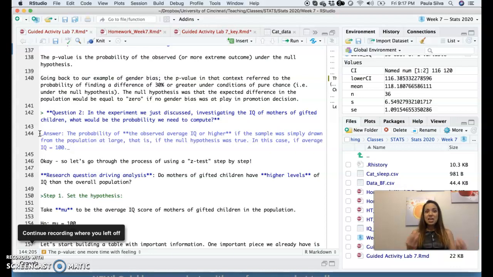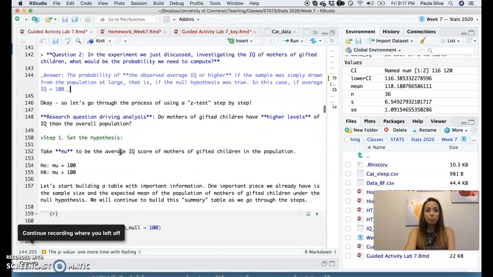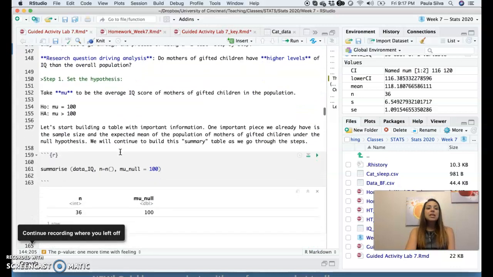In this case, assuming that the population of mothers of gifted children had an IQ of 100, what's the probability of observing the particular average IQ that we observe in the sample? Okay, so let's go through that process step by step.